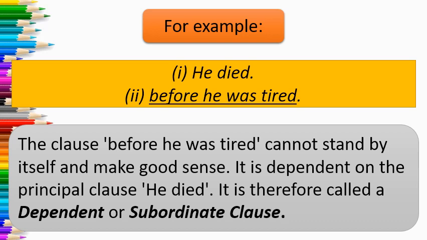Subordinators include relative pronouns and subordinating conjunctions. So, the difference between independent and dependent clause is an independent clause functions on its own to make a meaningful sentence, but a dependent clause cannot function on its own because it leaves an idea or thought unfinished.